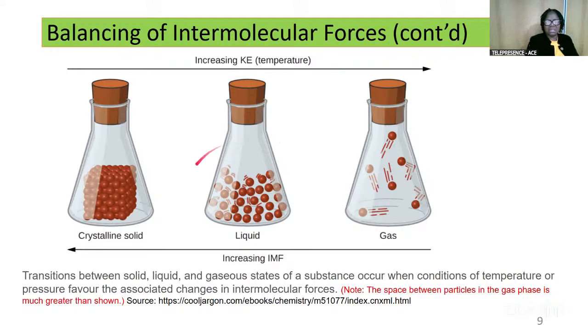Whereas in liquid, it's somehow moderate. They are not tightly packed, but they are not so loose together. They can still flow together. That is why you see liquid will flow together, and you see that crystalline solid will just stay together as a substance, staying together without flowing. Whereas for gases, they can be in a large space because the kinetic energy is very high.